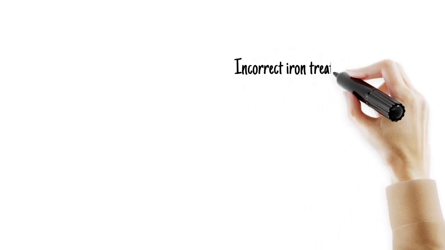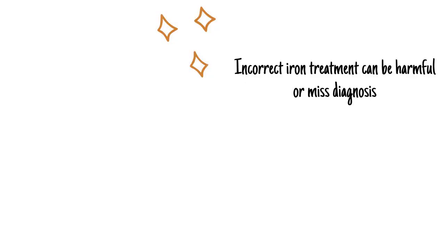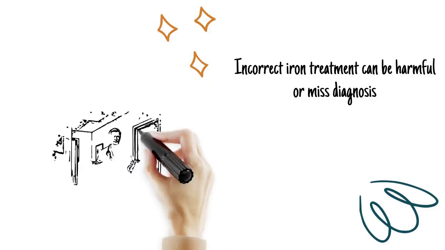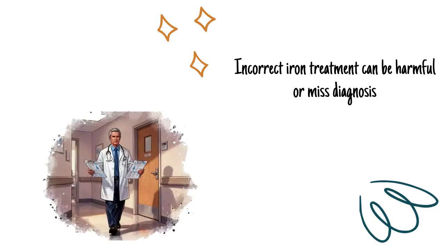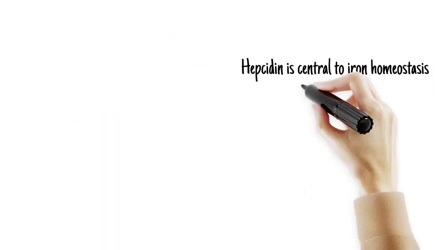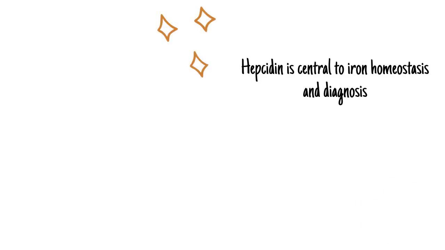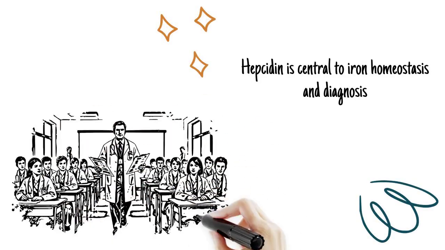Giving iron to a patient with pure anemia of chronic disease is unhelpful and may even feed pathogens or worsen oxidative stress, while missing iron deficiency in a patient with inflammation means leaving a treatable anemia uncorrected. To understand why the diagnostic tests work the way they do, you have to anchor the discussion in hepcidin, the master regulator of iron homeostasis.